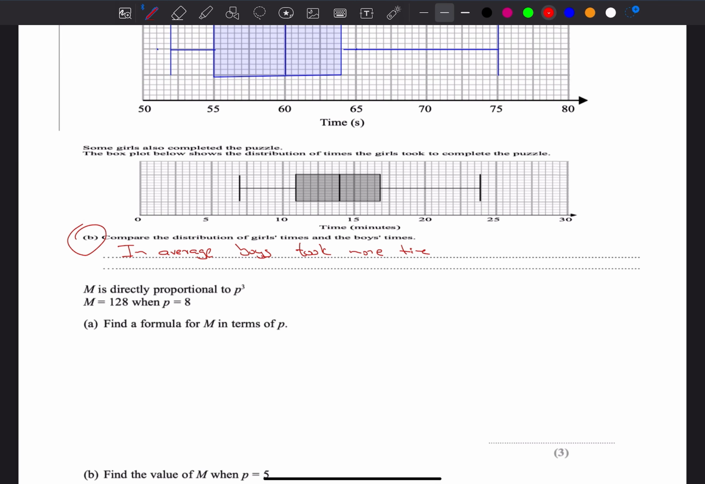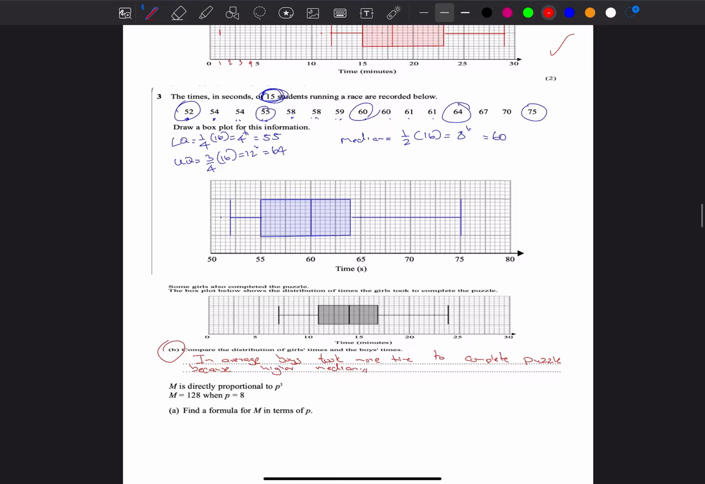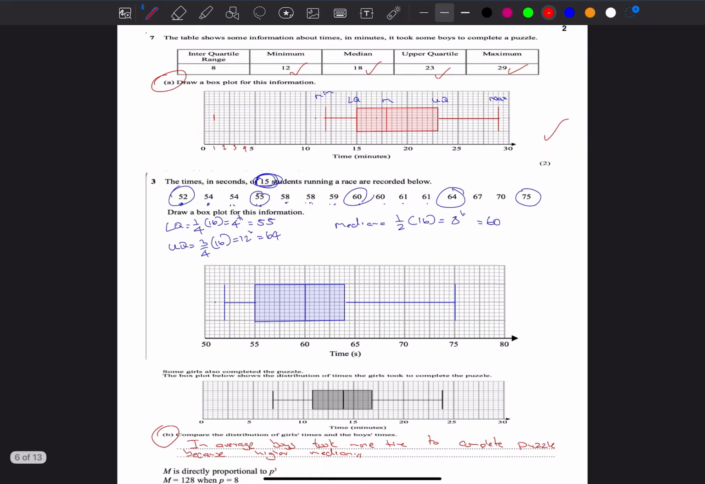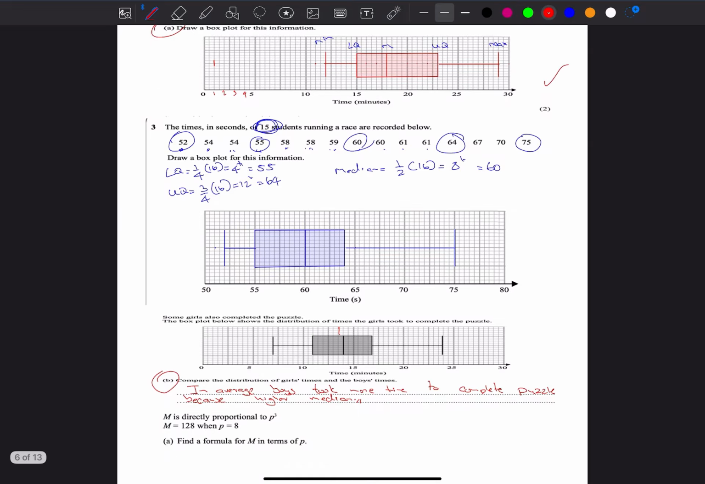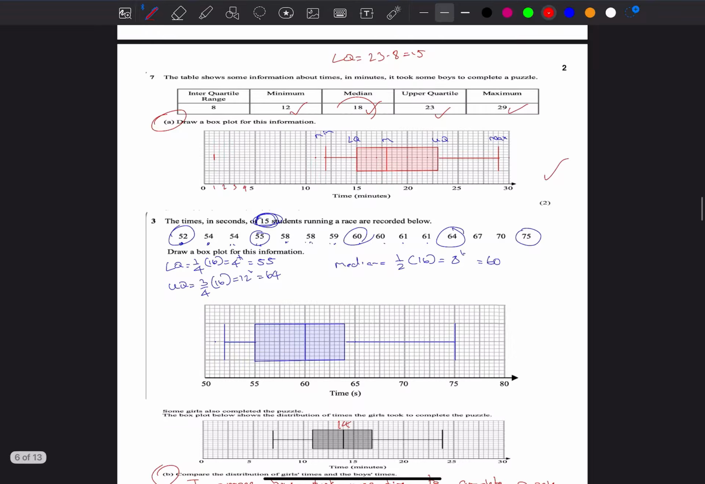Boys took more time to complete the puzzle because they have a higher median. Look at the median here. What's the median? It's 14 versus the median here, which is 18. So they took more, right?